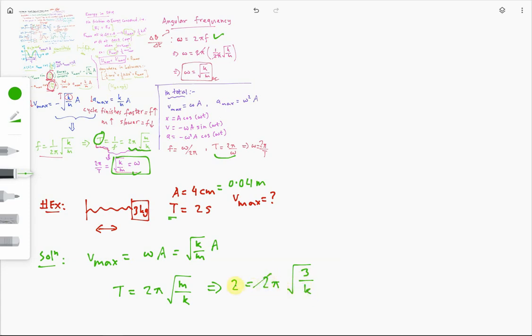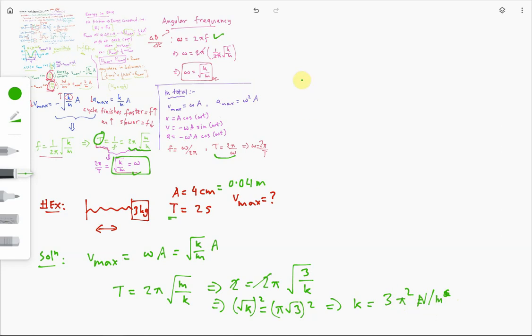Alright, the 2's can go away and we can cross multiply both sides. So the square root of k goes to this side, and on that side we have 1 multiplied by pi times the square root of 3. To find k, we square both sides. This leaves us with k on this side, and on that side we have 3 times pi squared, which gives me a spring constant of, let's not approximate, let's just keep it like this, Newton per meter for spring constant k.